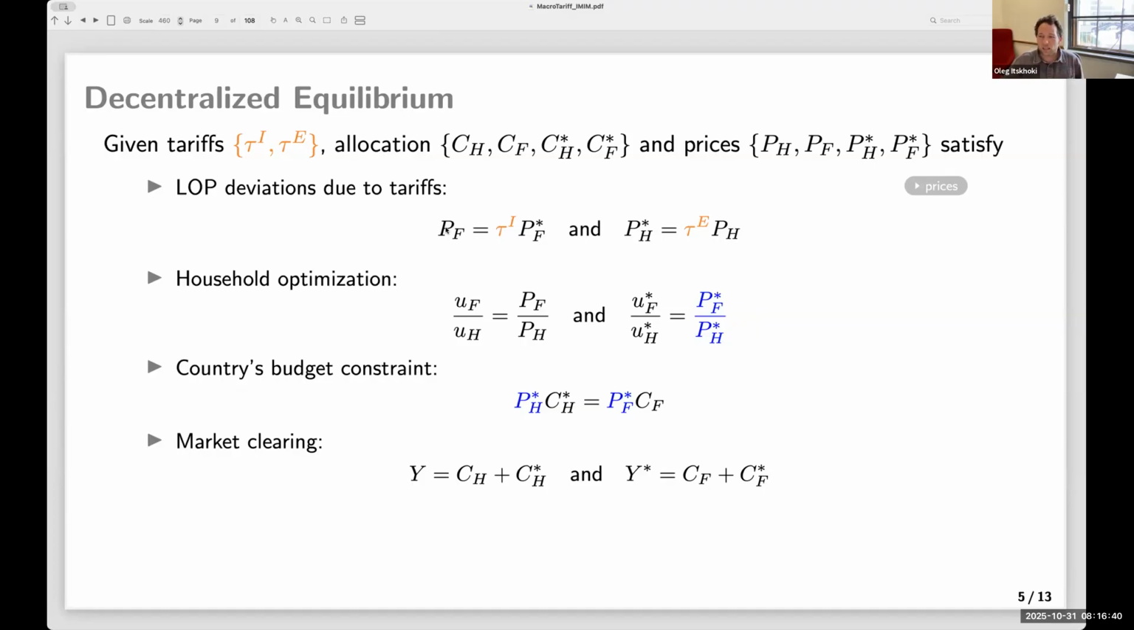I'm abstracting from other things. And so the only deviations from the law of one price would be the import and the export tariff. And so they're here and here. And these are the two policy instruments that we'll explore, right?